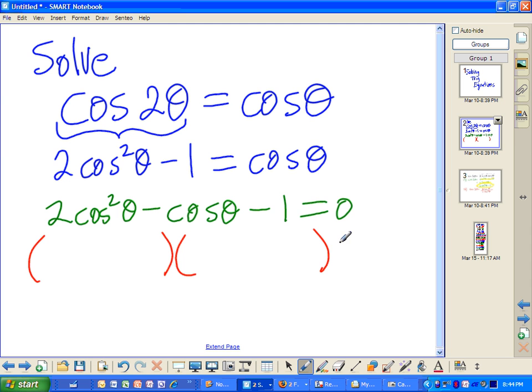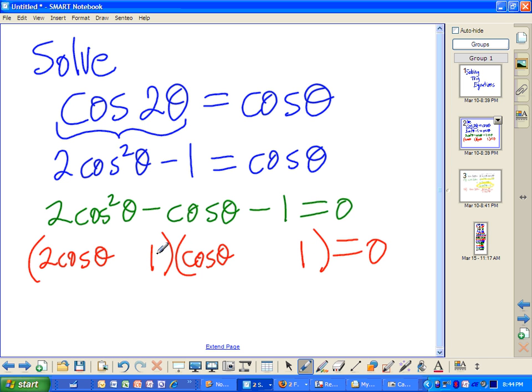Okay, so I'm going to try to factor. I have 2 cosine of theta times cosine of theta would be 2 cosine squared of theta. To get to negative 1, I have a 1 and a 1. Now I need to know which of these ones is negative.